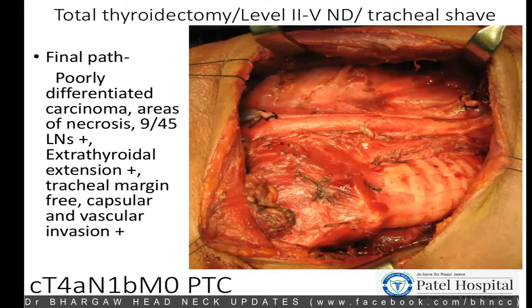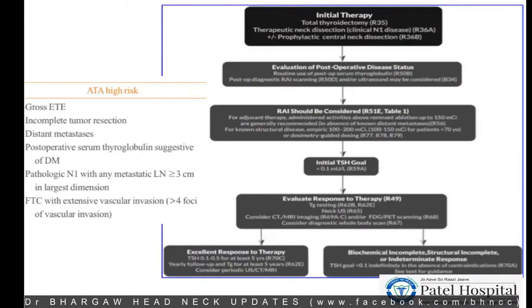Remember, we have the Turin proposal to help us decide that. There are 9 out of 45 lymph nodes positive with ETE. There is capsular and vascular invasion, and the tracheal margin subsequent to the shave is negative. Now, this constitutes high-risk disease. And these patients are treated with a different algorithm.